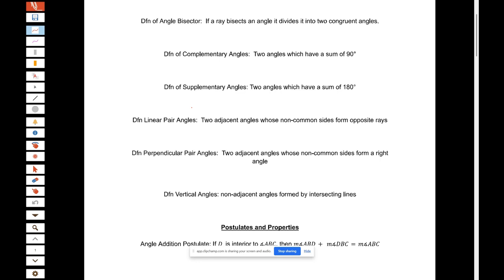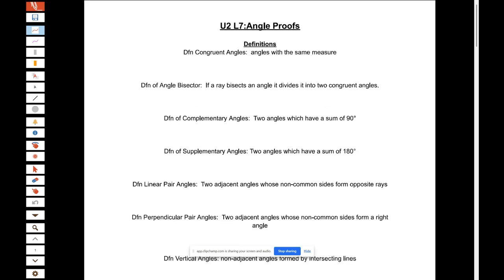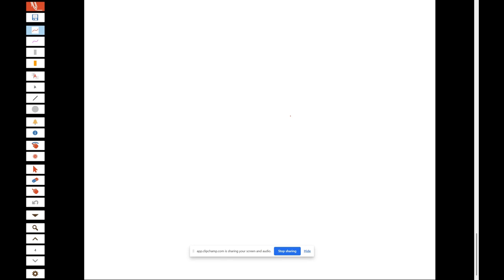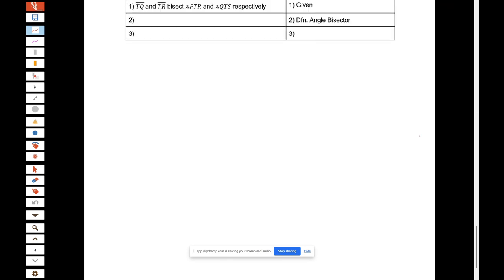Okay, welcome to this lesson on angle proofs. We are going to be in the first part, which is going to be the first video on angle proofs. We're just going to go over some common reasons that are used in angle proofs. And then I'm going to make a second video where we actually do some angle proofs.